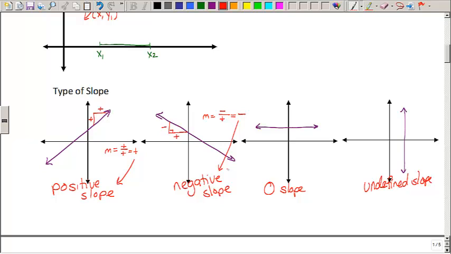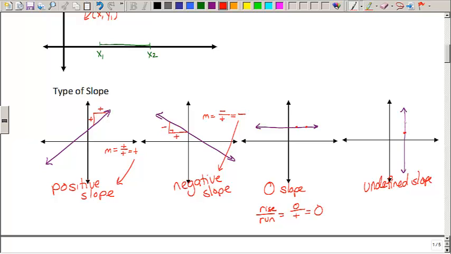It even works for the zero slope. Remember, rise over run. Going from 2 points on my line, how far did I rise to get from the first red point to the second red point? Well, I didn't rise at all. How far did I run? Well, I ran a positive distance, but 0 divided by anything is still 0.